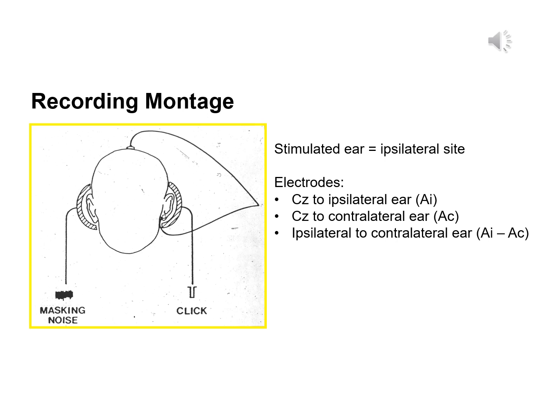The second montage is CZ to the contralateral ear. So it's the ear that's not being stimulated and it's receiving a masking noise. And then the third montage that we do at Sick Kids, but is not typically done in adult institutions, is ipsilateral ear reference to contralateral ear, or AI reference to AC.